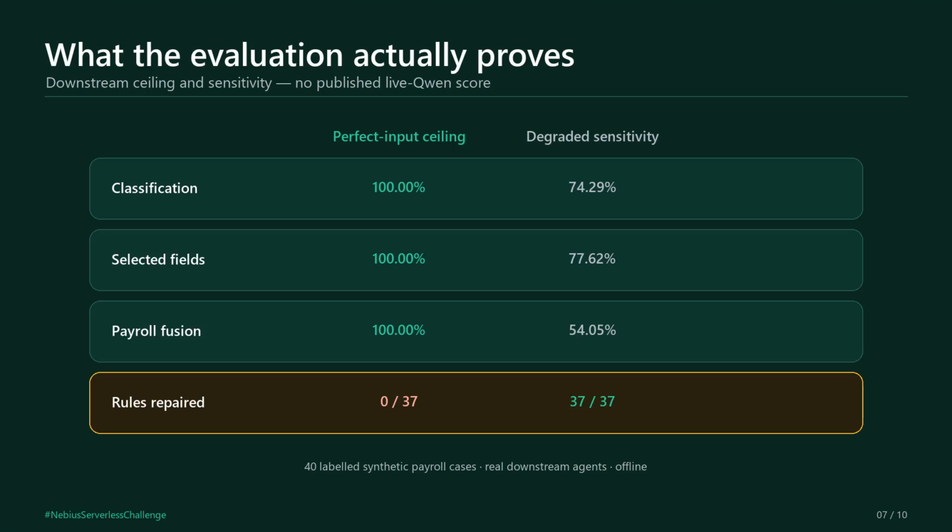The harness also moved 2 formerly dormant rules from 0 of 37 to 37 of 37 applicable cases. The 100% result is a downstream ceiling, not a live Qwen Vision score. No live extraction accuracy result is published in this submission.